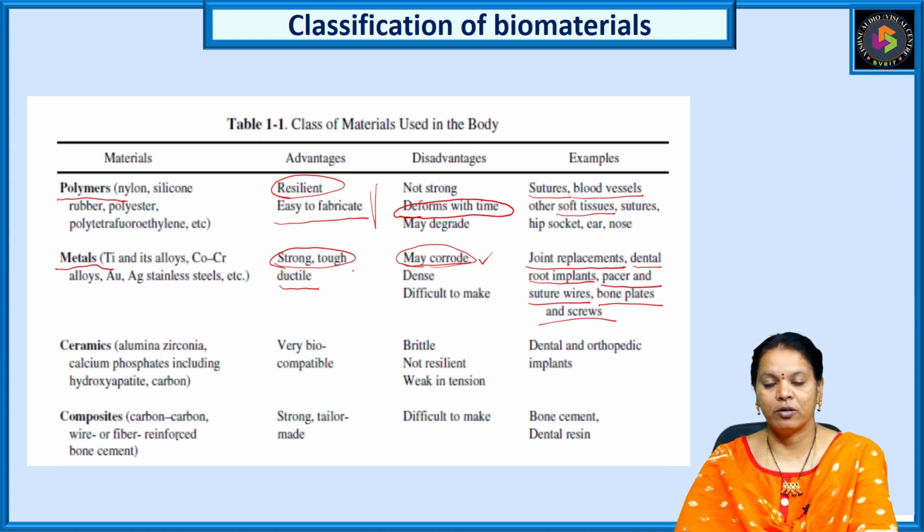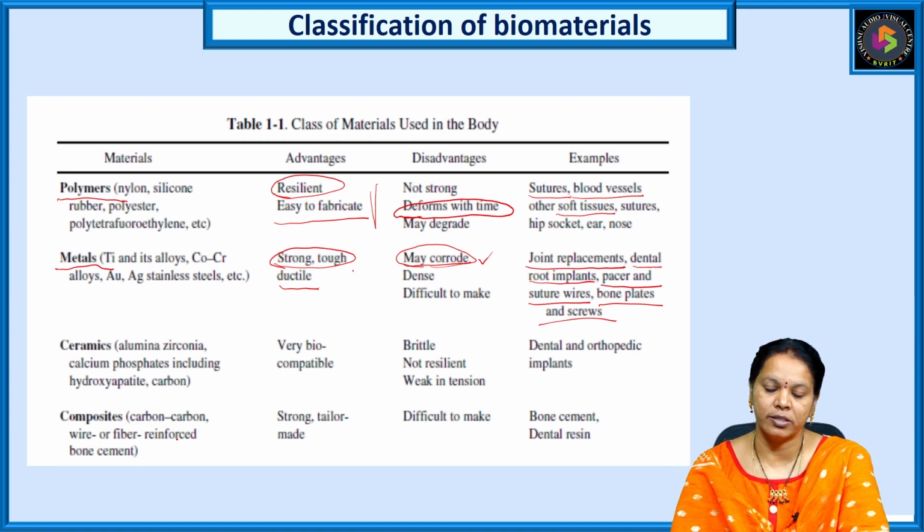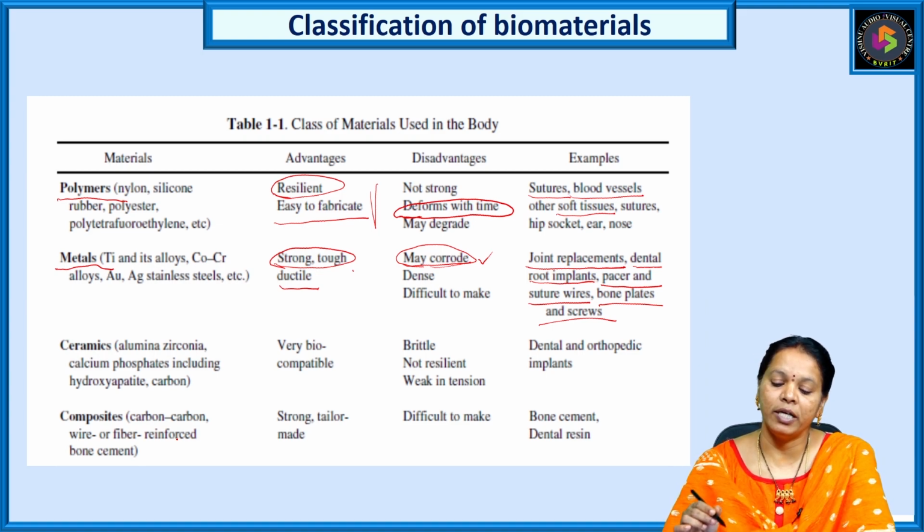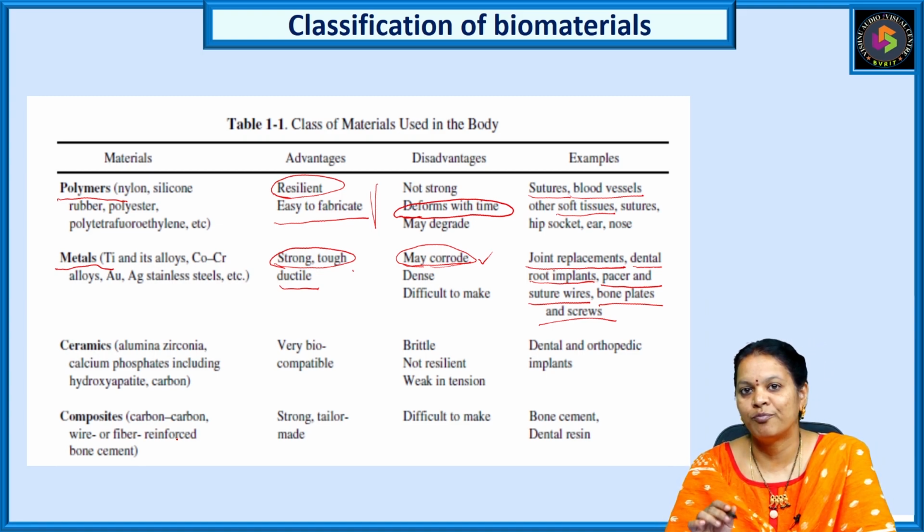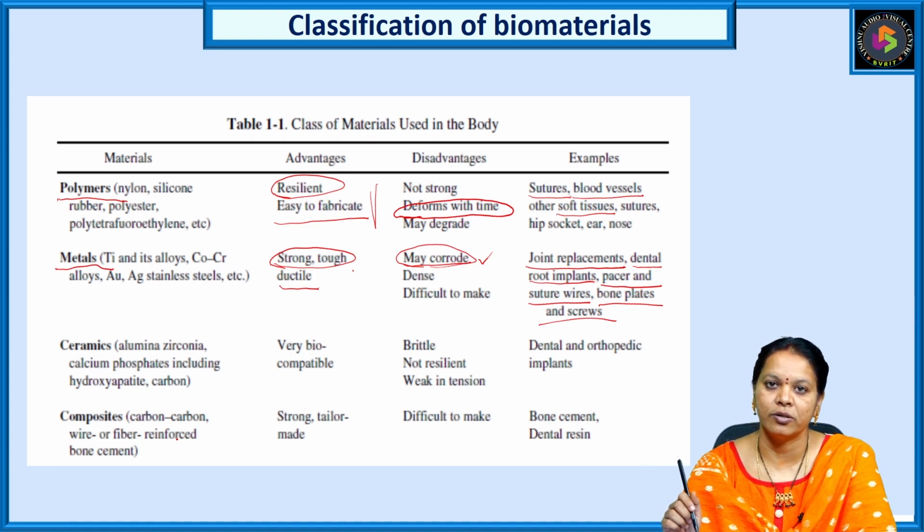Coming to ceramics and composites, these are engineered materials, wherein we make use of the advantages of polymers and metals and fabricate or modify them in a way wherein we can overcome the disadvantages.